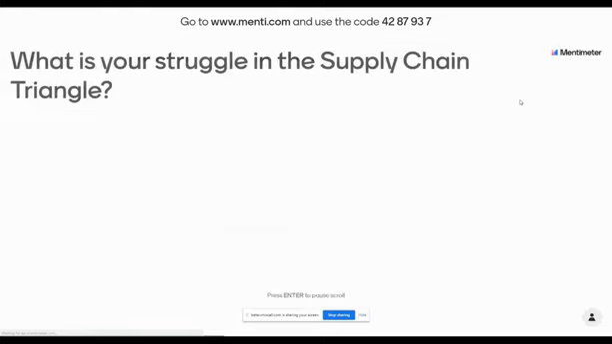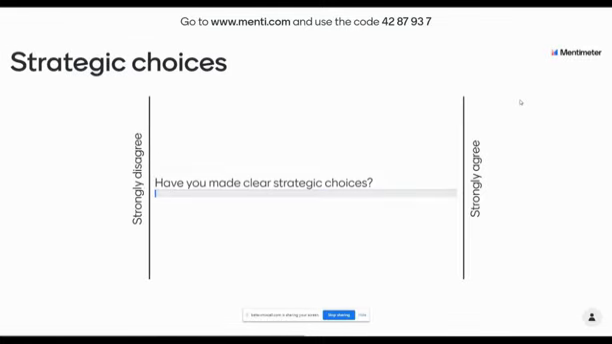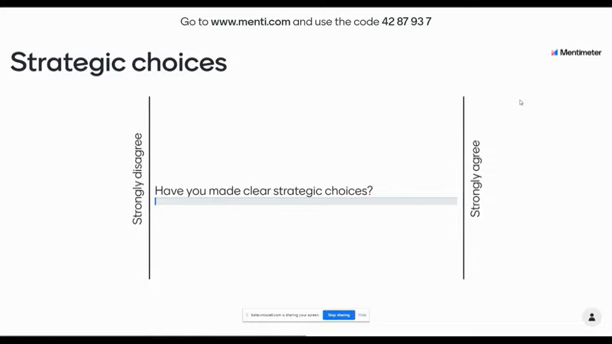So I will try to launch another question. So have you made clear strategic choices? What does it trigger with you? Wait for a couple of seconds. See, only 2 people are reacting. So, is your strategy clear? Have you made clear strategic choices?